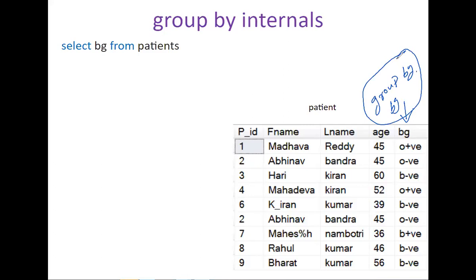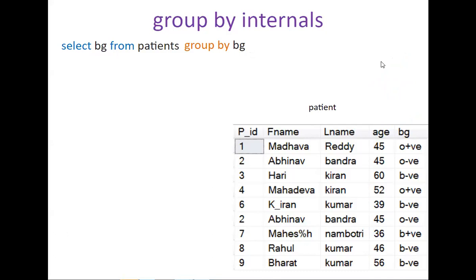So how to write the query? Select BG from patient, group by BG. That's all. Group by BG, right? So grouping, and here check my select list. BG column is there in the select list and BG column is there in the group by list also. So my query, is it correct or not? It is correct, right? So now we'll see how it works.